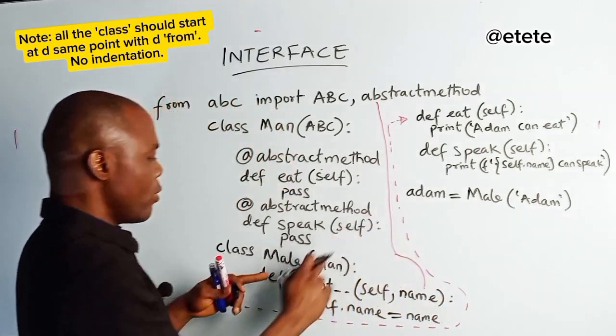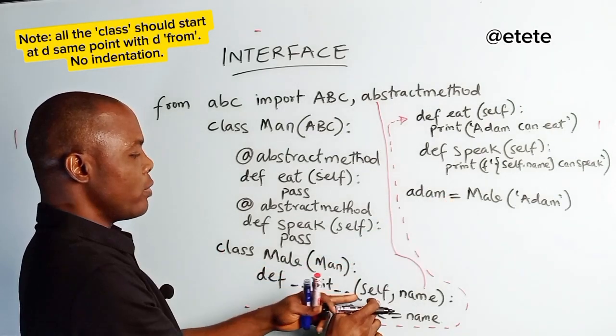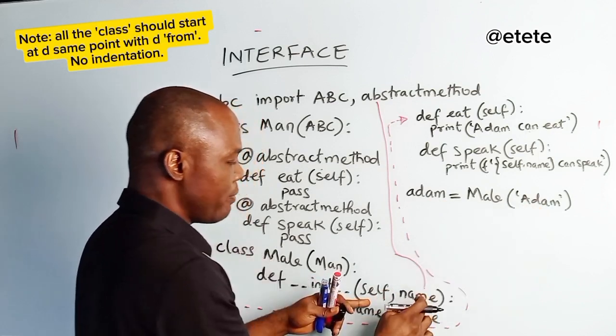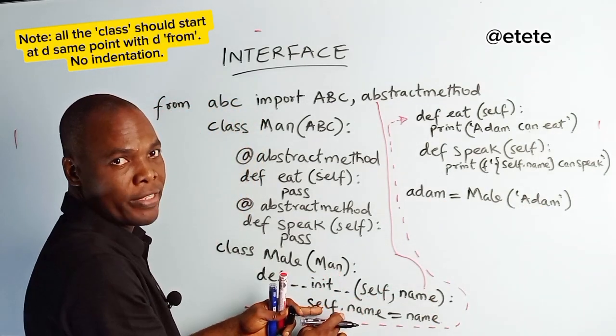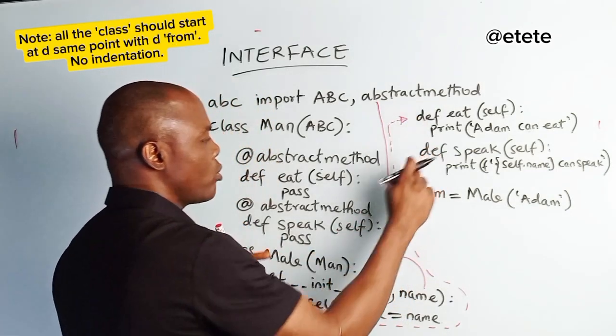So this Adam will be given to what? Adam will be given to self, and then this Adam will be given to name, then it will go in and it will save it here. So now I can use this Adam to call this method and to call this method.